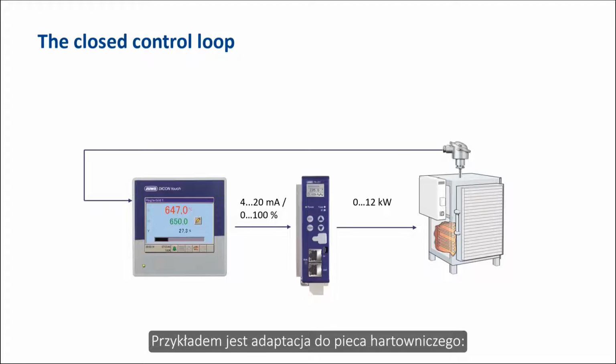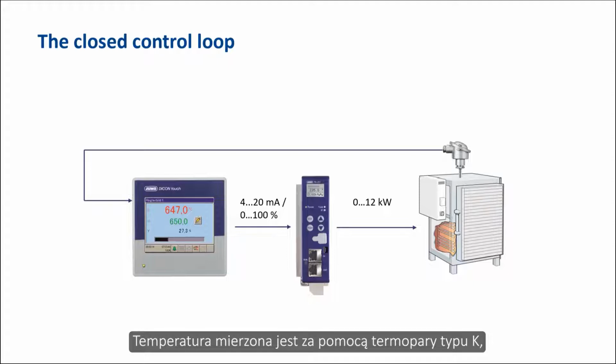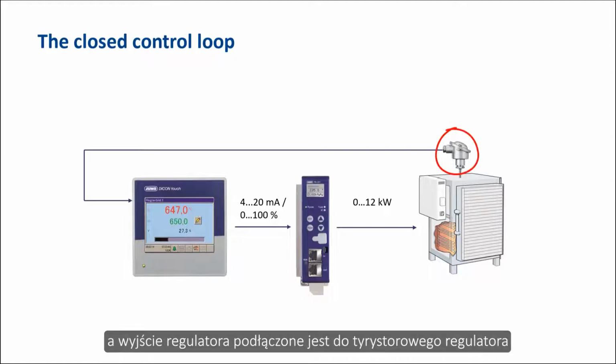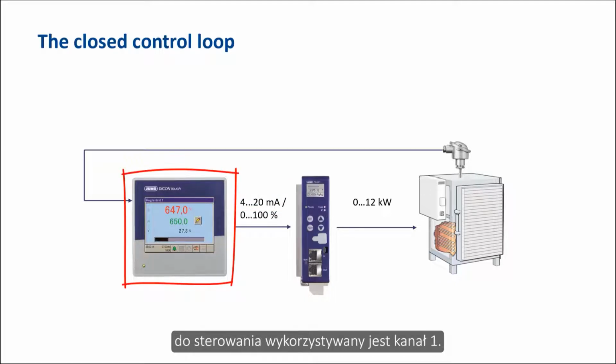As an example, the adaptation to a hardening furnace is implemented. The temperature is measured with a Type K thermocouple and the controller output is connected to a thyristor power controller via a 4 to 20 mA signal. A 2-channel controller is used. Control channel 1 is applied for the control.